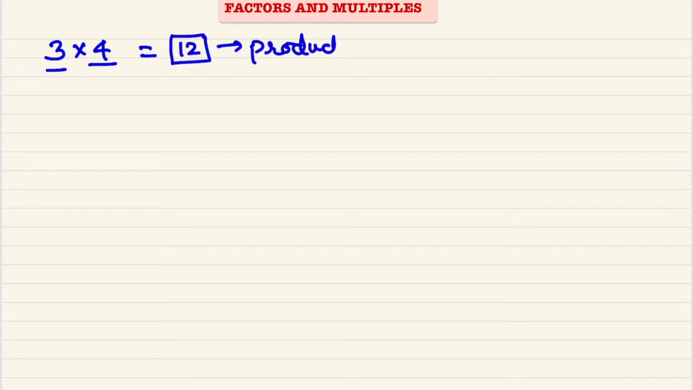Now, when we multiply two integers, let us say 3 and 4, we get a product called 12. This is called the product. Similarly, if I take another example, if I write 2 into 7 into 5, I'll get 70 as a product. So, what is a factor?